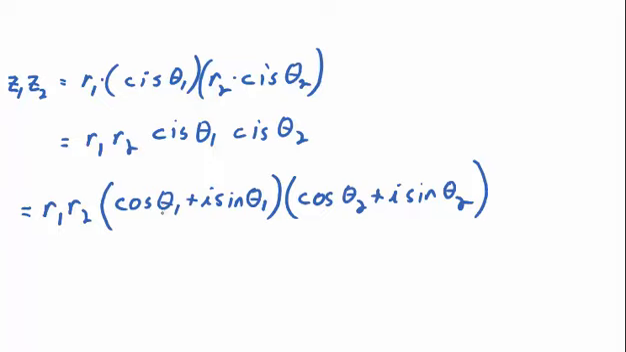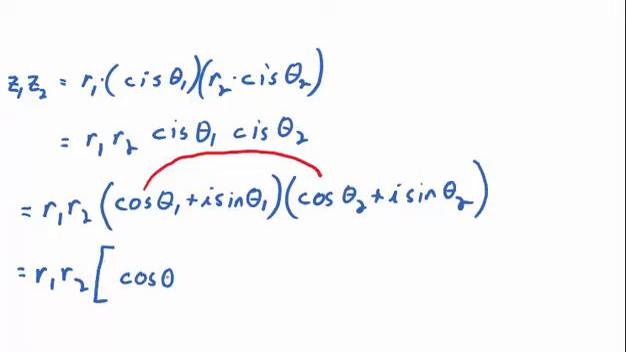Well, we FOIL them out, right? So let's do it. Now let's not forget to write down the r1 times r2, because these guys come along for the ride. FOIL method says you multiply the first terms together. What does that get you? Okay, let's put a big bracket here. What does that get you? Cosine theta 1 times cosine theta 2, right?